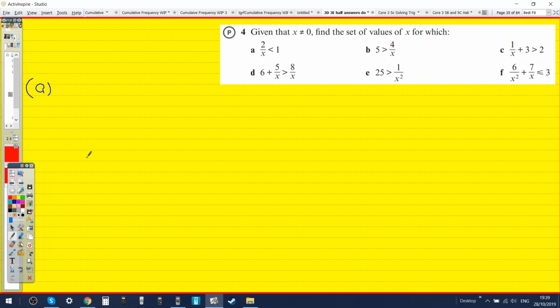So, and then there's one to like x squared. So if it's 2x squared over x is smaller than 1x squared, what will it just be then? And then 2x is smaller than x squared, and it'll be 0 is smaller than x squared minus 2x plus 0.